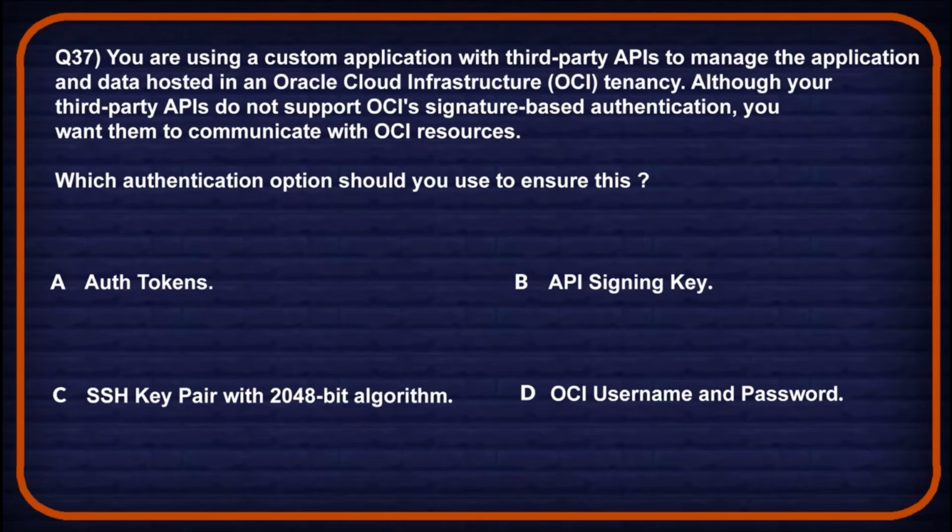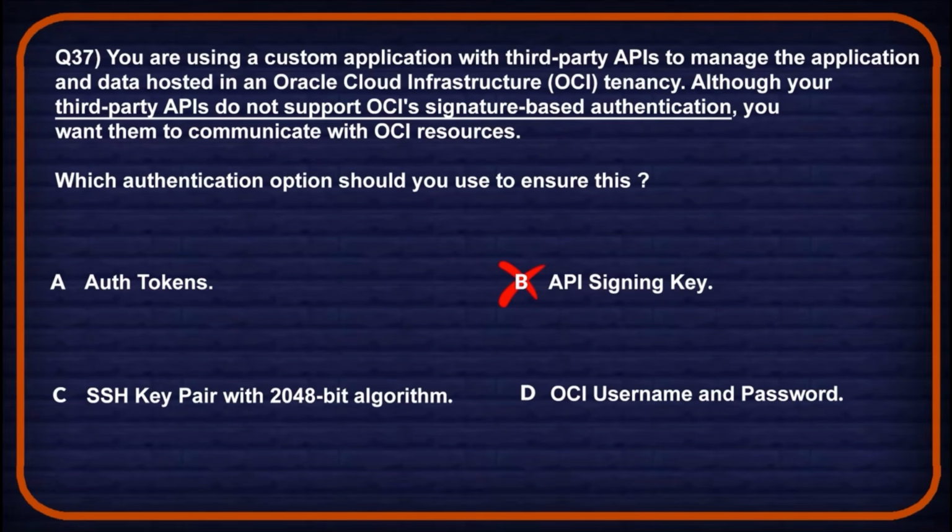Okay, option number A, auth tokens. Auth tokens allow secure access to OCI resources via third-party APIs that don't support signature-based authentication. So option A might be a potential answer. Let's keep it. Moving on to option B, API signing key. An API signing key requires signature-based authentication, which is unsupported here. So option B is not a correct choice.